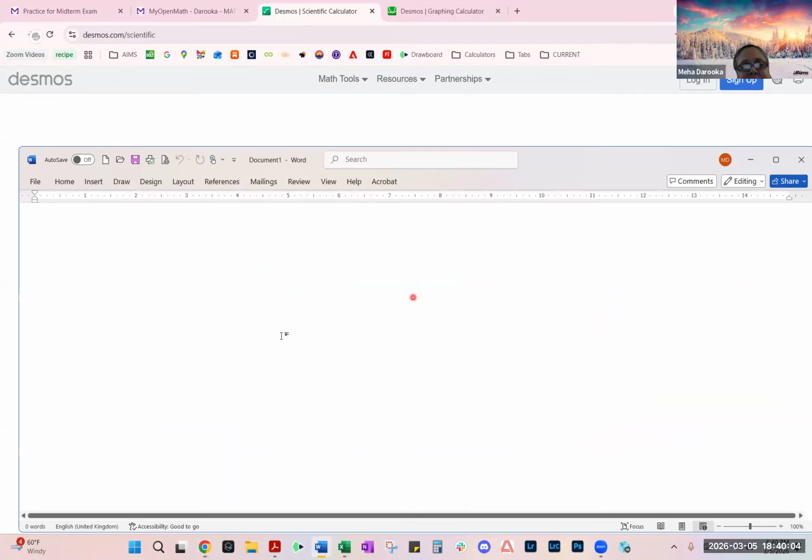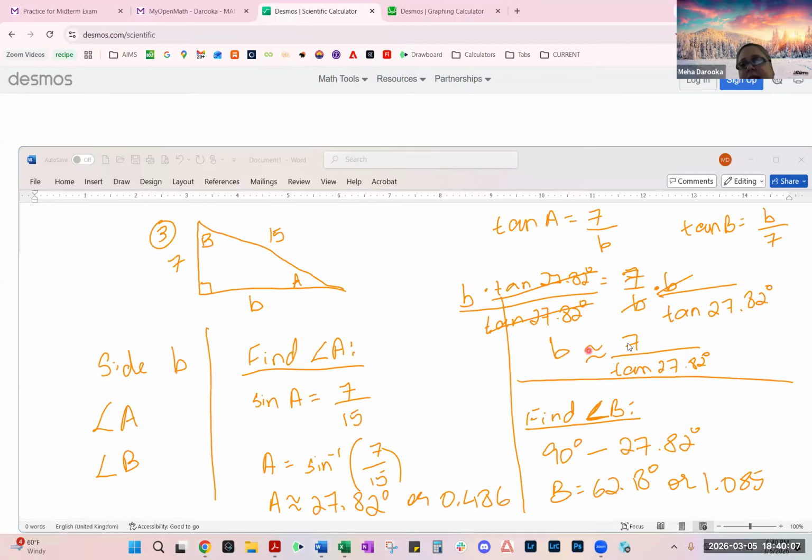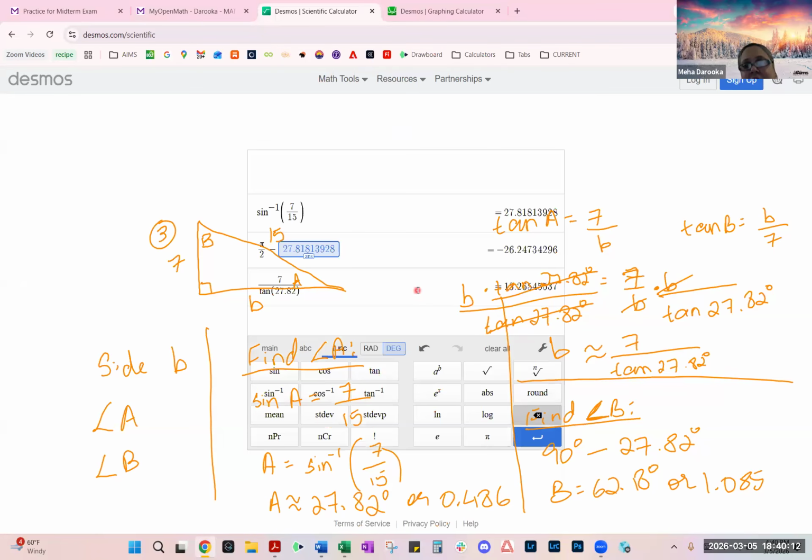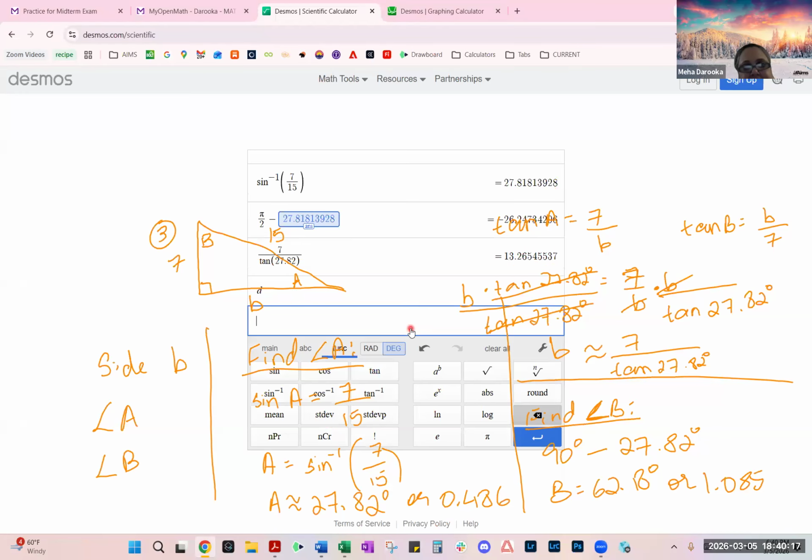Now, if you do use the tangent calculation to come up with your side B, you are going to get a decimal answer. As you saw over here, this was coming out to be 13.27 maybe if we do 2 decimal places. So you will get a decimal answer when you are using the tangent function. However, if you were going to do this by using the Pythagorean theorem, the answer will actually come out as a radical.